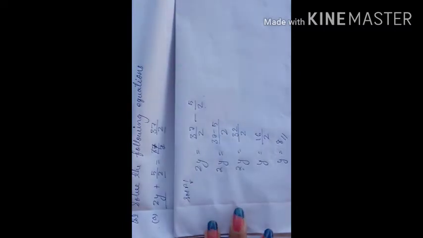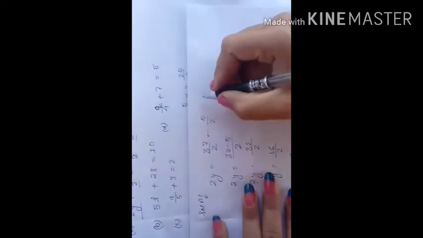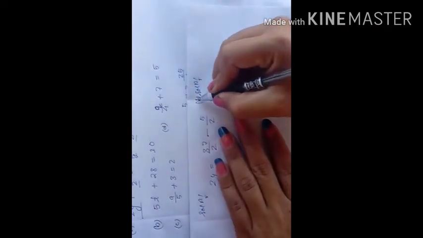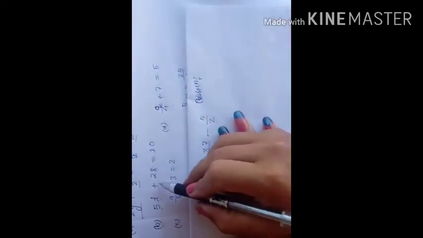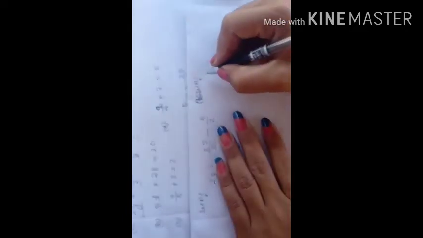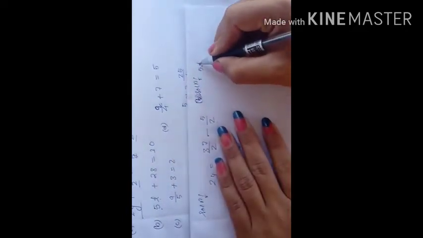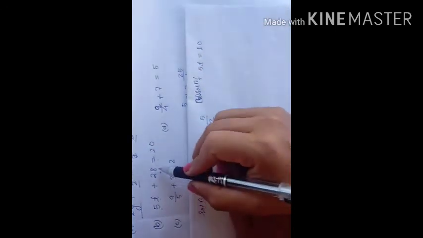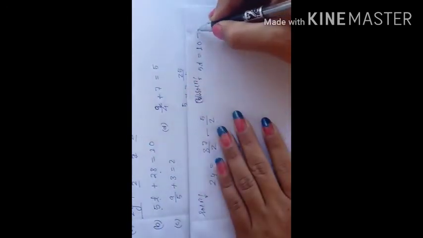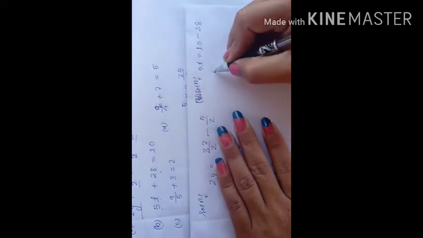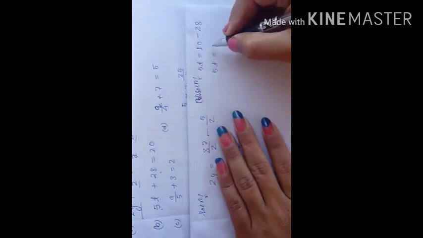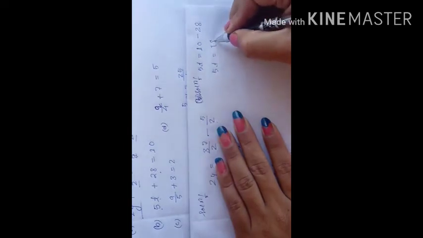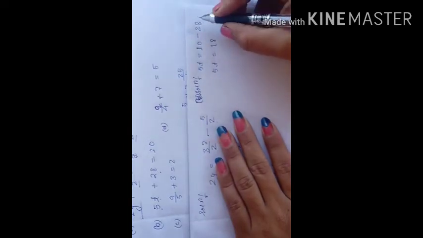Now come to the next question, question number B. So I will solve the B solution here. What is the question? 5t plus 28 equal to 10, isn't it? 5t equal to 10, because I will transpose this 28 to the right hand side. If it is plus, then it will become minus. So 5t is equal to 10 minus 28. So 10 minus 28, how much you will get? You will get 18. But which is greater here? 28. So what you have to put?